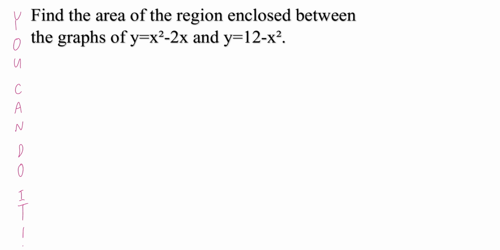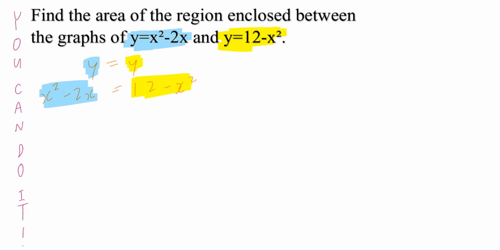Now before we draw this diagram, you really want to go back and find out the point of intersection. Where do these two graphs intersect? And to do this, you have to equate y equal to y. So on the left-hand side, you can write down x squared minus 2x. On the right-hand side, that's going to be 12 minus x squared. So we're solving for the POI, the point of intersection.